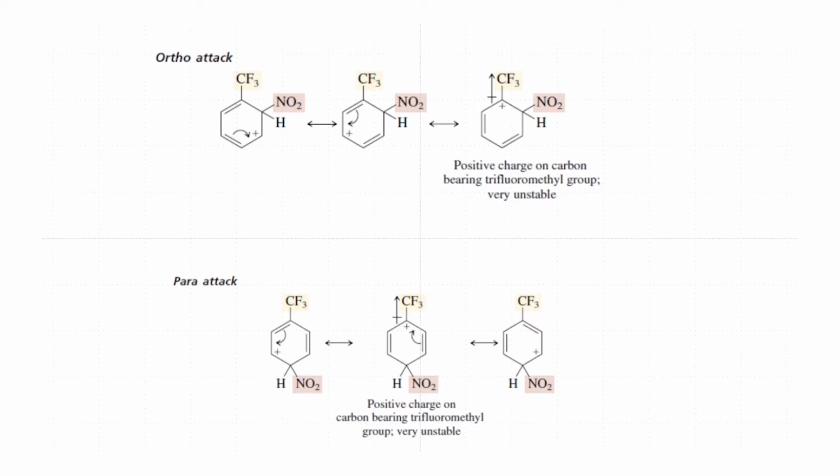There is one structure that you will clearly see here where the CF3 group is directly attached to the carbon bearing the positive charge. Therefore, the ortho attack will lead to a situation where the intermediate is somewhat unstable. If you consider the para attack, similarly, when the nitro group reacts with this carbon, a positive charge immediately develops here, which can then delocalize into this resonance form, wherein the CF3 is directly attached to the positive charge. So this again leads to a less stable situation. Both ortho and para attack are going to give you a very unstable intermediate.